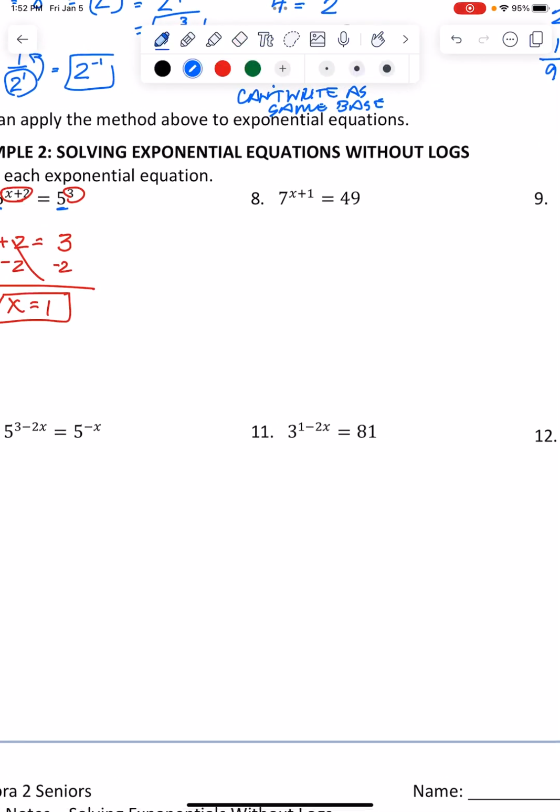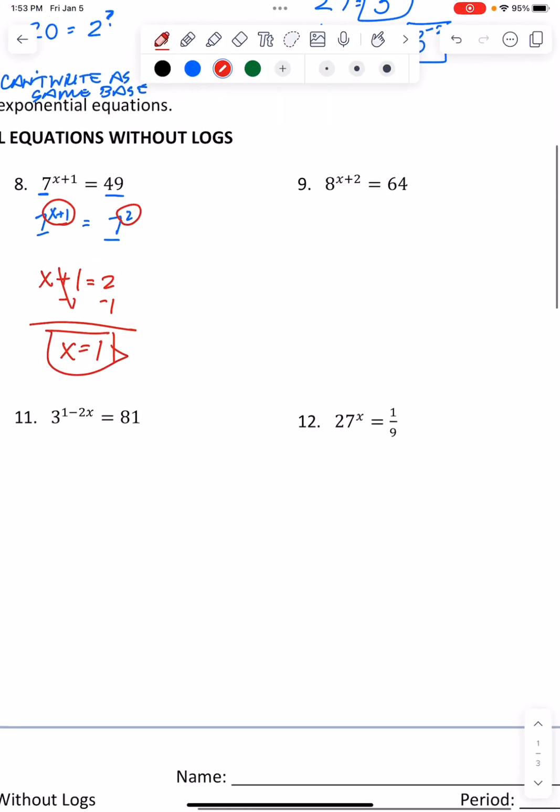And number 8, if we look at our bases, we've got 7 and 49. Those are not the same base. So we've got to see if we can convert one or both sides so that we have the same base. We can't do anything with the 7, but 49 we can rewrite as 7 squared. Now both bases are 7. They're equal, so our exponents have to be equal. Again, subtract, and we get x equals 1 again, okay?